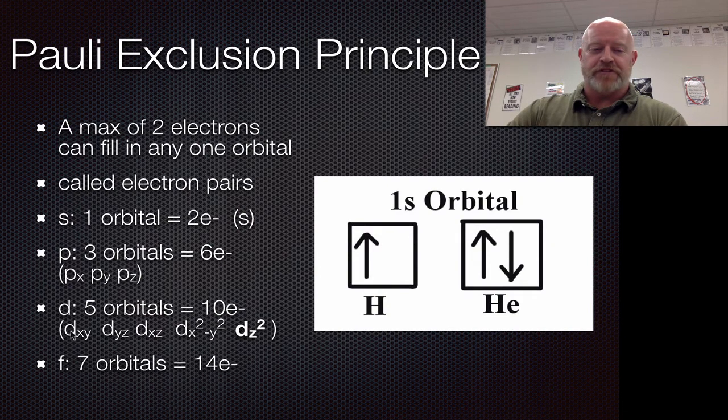Anyway, because there's 5 different orientations here, we can get 10 electrons in that. And of course the F, I won't even give you their orientations. I don't even care if you know what they are. I don't even know what they are. But there's 7 of them, and that gives us a total of 14 electrons.